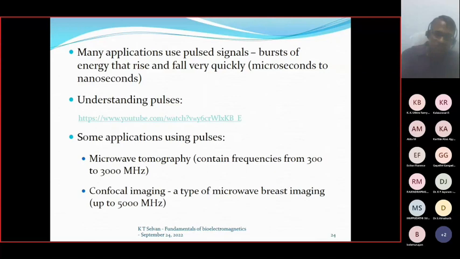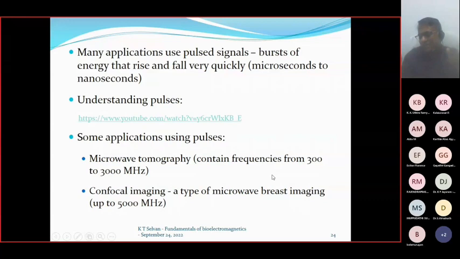Some bioelectromagnetic applications use pulses, for example microwave tomography, which contains frequencies from 300 to 3000 megahertz. So on the one hand, we talk of a pulse, but then we also talk of the frequencies it contains. This is related, though we will not discuss that in detail.